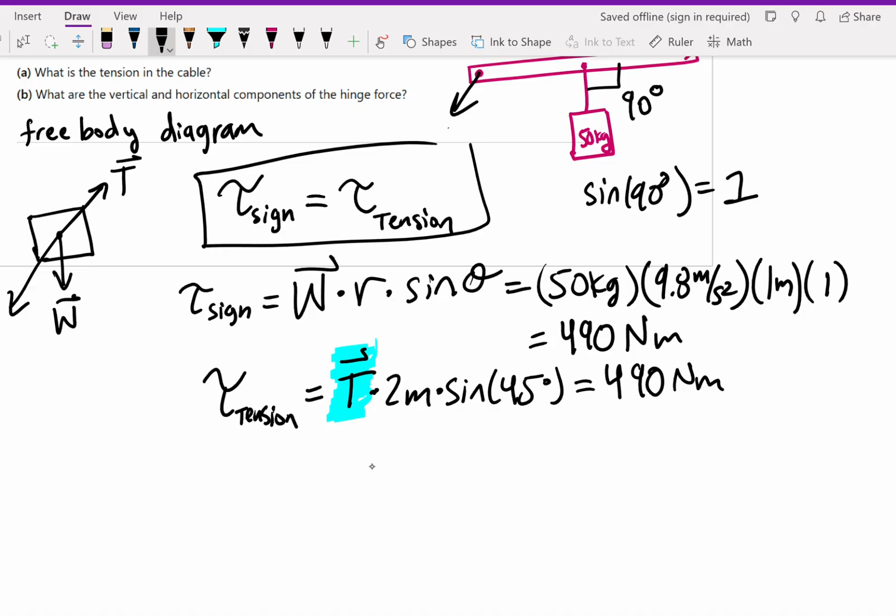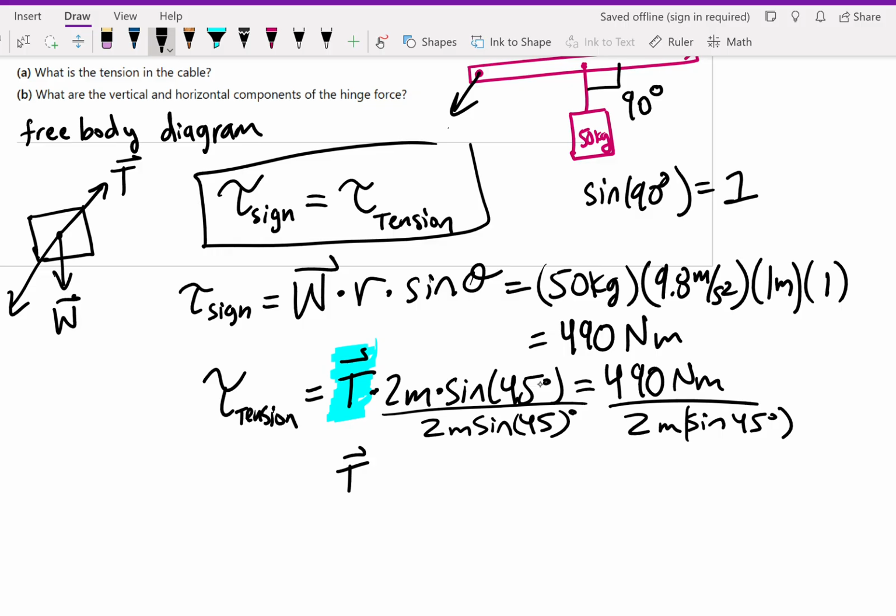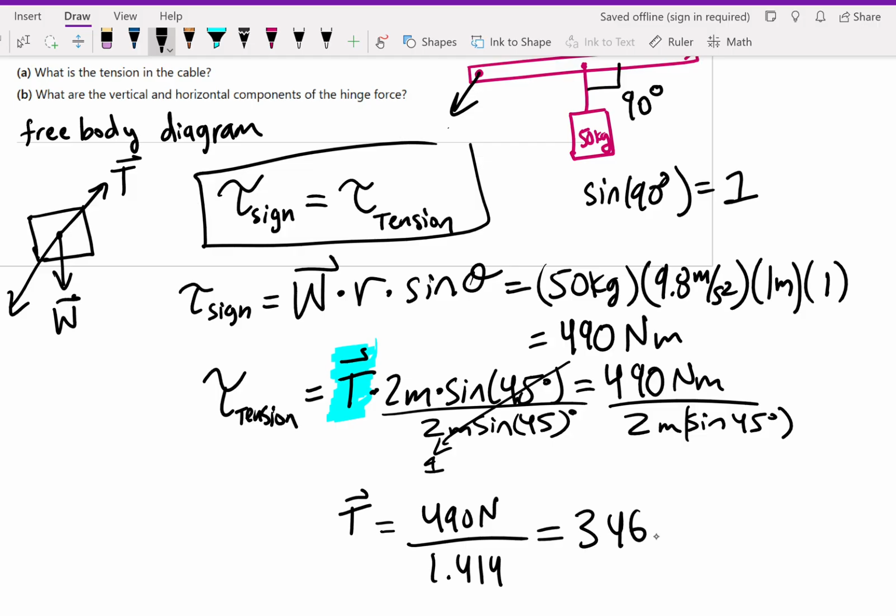So the tension of the cable, if we divide both sides by 2 meters sine of 45 degrees, that leaves us with our result, 490 Newton meters divided by 2 meters sine of 45, leaving us with 490 newtons divided by 1.414, which is equal to 346.3 newtons. And that is the tension of the cable.